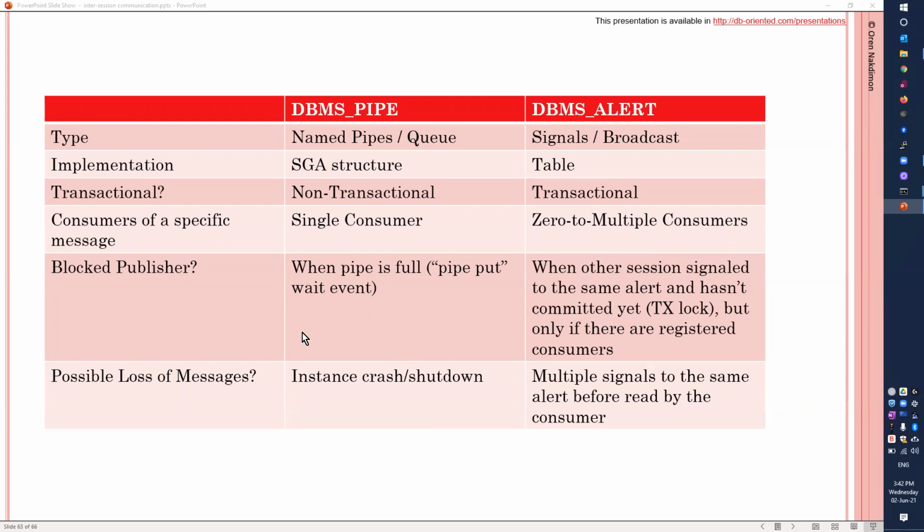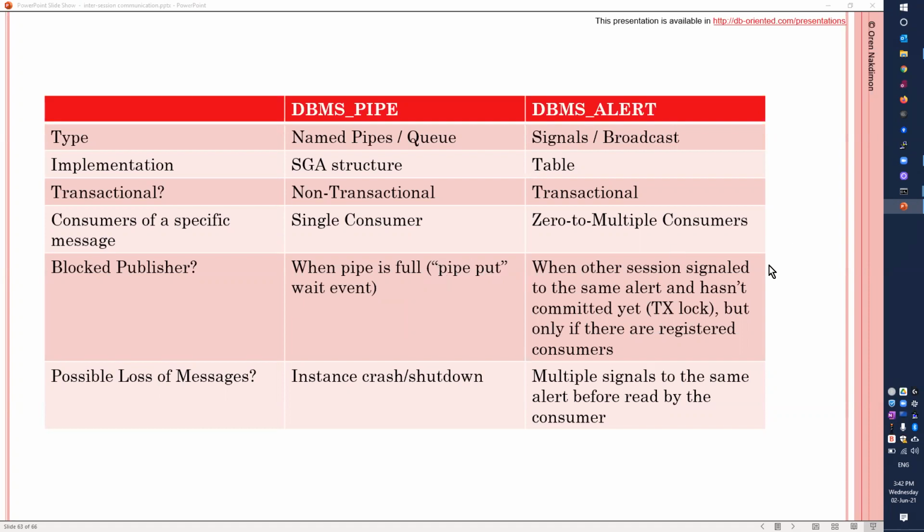Can the publisher of the message be blocked while sending the message? A pipe is limited in size. So if I send some message to the pipe and another one sends another message, and we reach about 8K or so, and then another one wants to send a message and nobody consumed the messages, then the new one will have to wait until the pipe is being consumed. And we can see it as a wait event, pipe put.